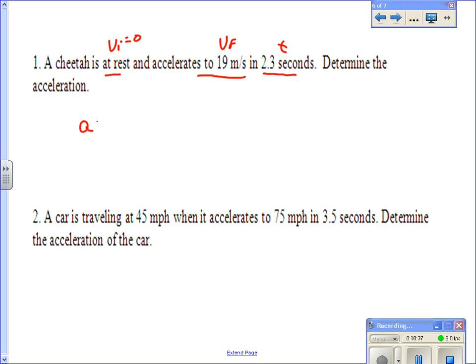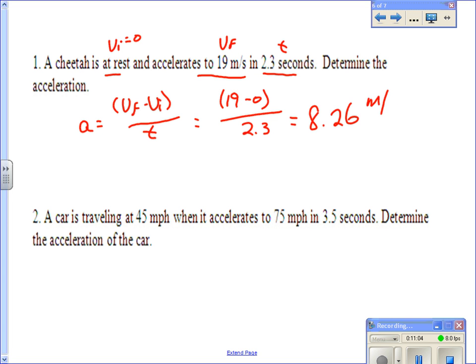We plug it into our acceleration formula, VF minus VI over T. We end up with 19 minus 0 over 2.3. Again, you have to use parentheses or you'll get 19. And that particular answer is 8.26 meters per second squared.